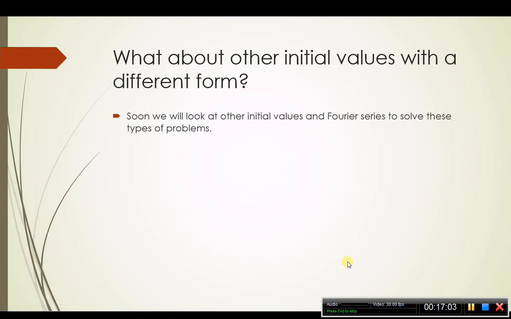So what about initial values of a different form? We're actually going to get to this. We can actually have forms that don't look like this specialized form, and we're going to use what's called Fourier series to solve these types of problems. So that's for next time.